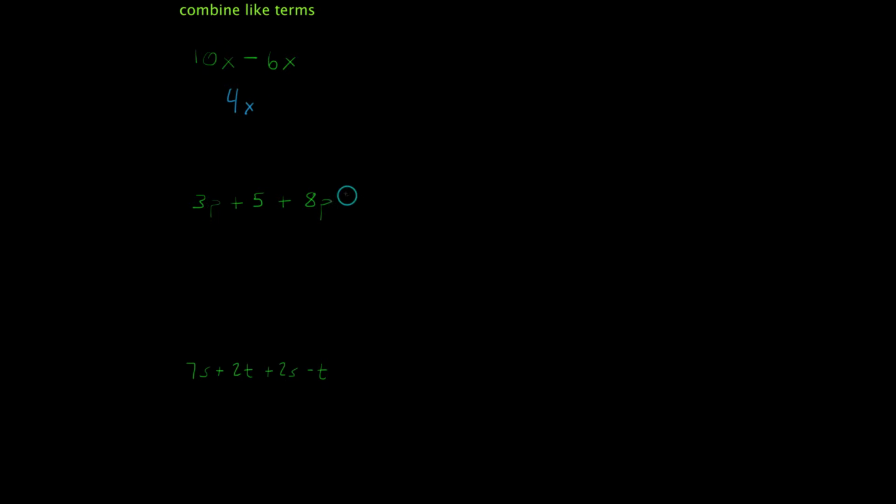This next expression is a little bit more tricky. I have 3p plus 5 plus 8p. Notice this middle term doesn't have the variable p in it. Therefore, it's not a like term when compared to 3p and 8p. But what I can do here is make note of which terms are similar or like, and I'm going to use a highlighter. Now, if you don't have a highlighter, you can use a color pencil or a marker or something else.